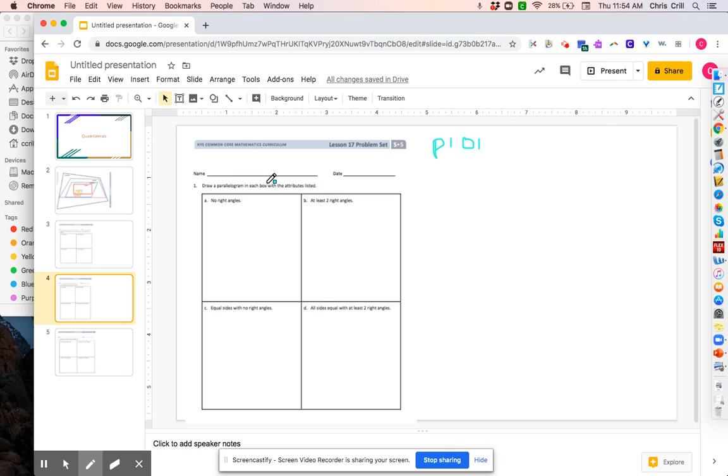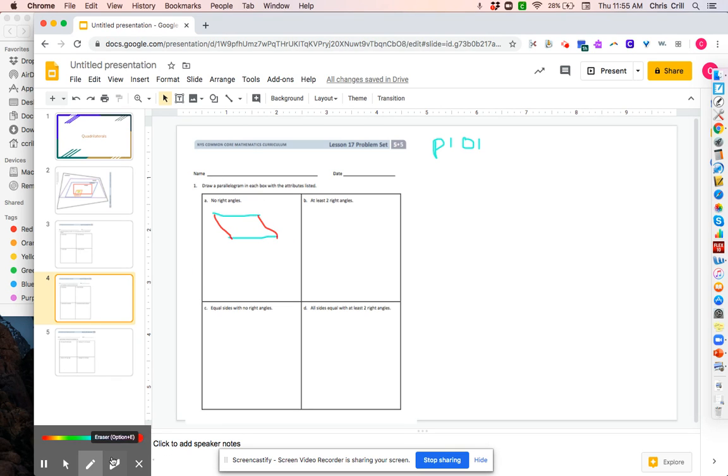So remember, a parallelogram is a four-sided shape with two pair of parallel sides. This parallelogram has to have no right angles, no perfect corners. So if I draw a side here and a side here, I'm going to create some acute and obtuse angles.